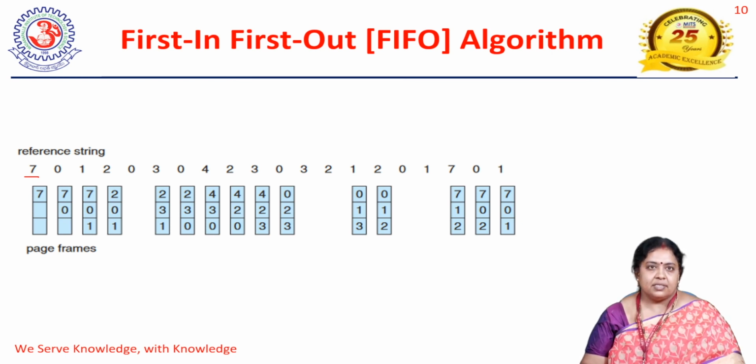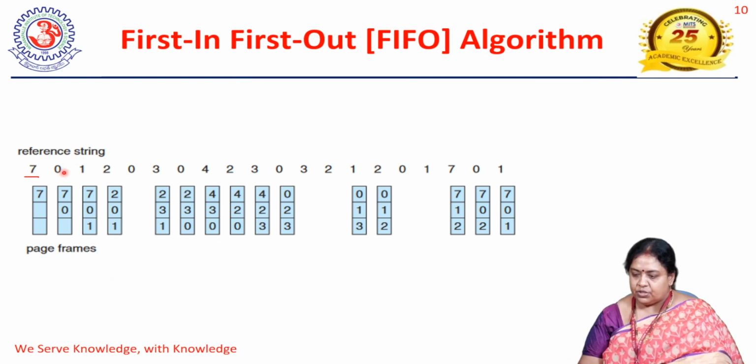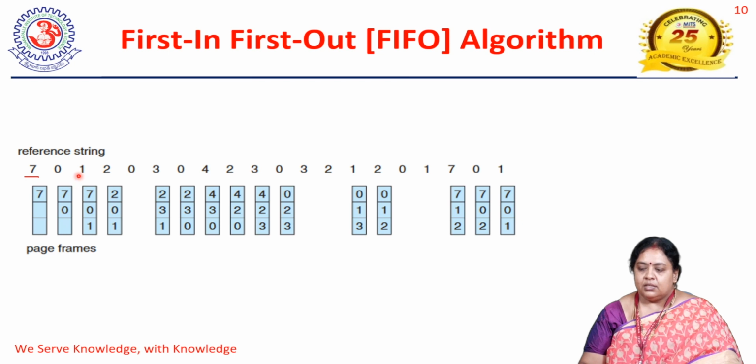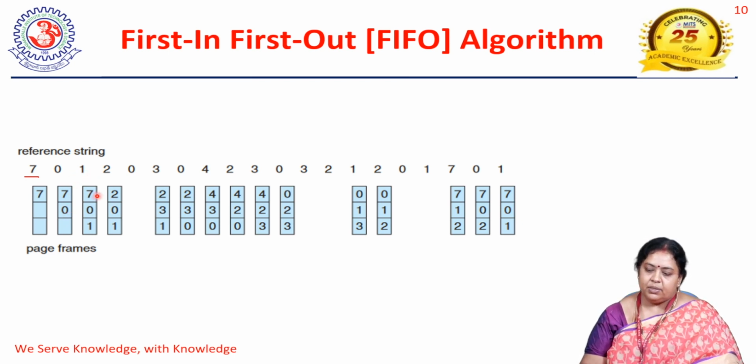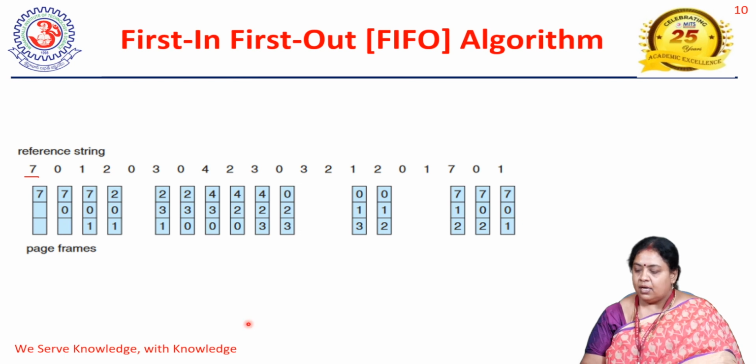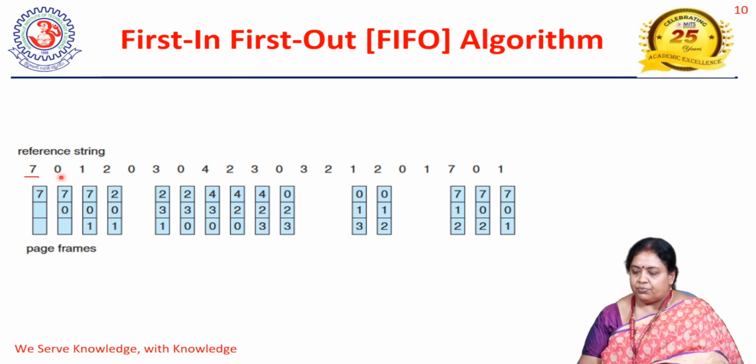So next, what is the reference? Next reference is 0. 0 is not available, so this is also a page fault, and it will be brought into the memory. Next, 1 is also not available, so it is also brought into the memory. This is also a page fault. So 7, 0, and 1 are all page faults.